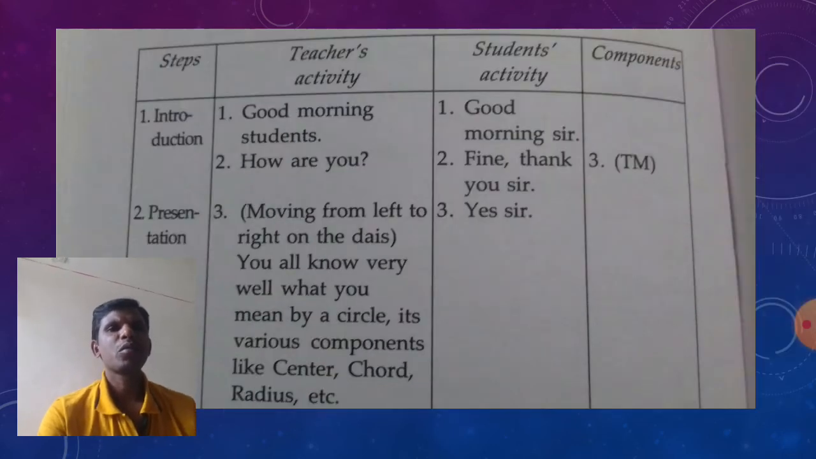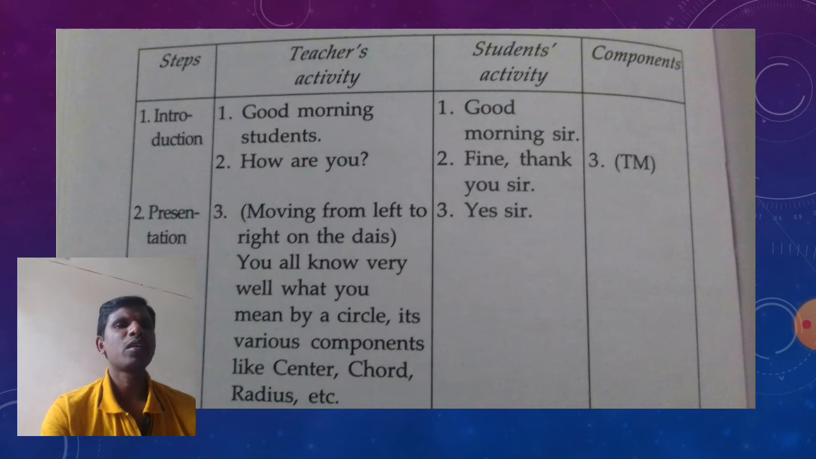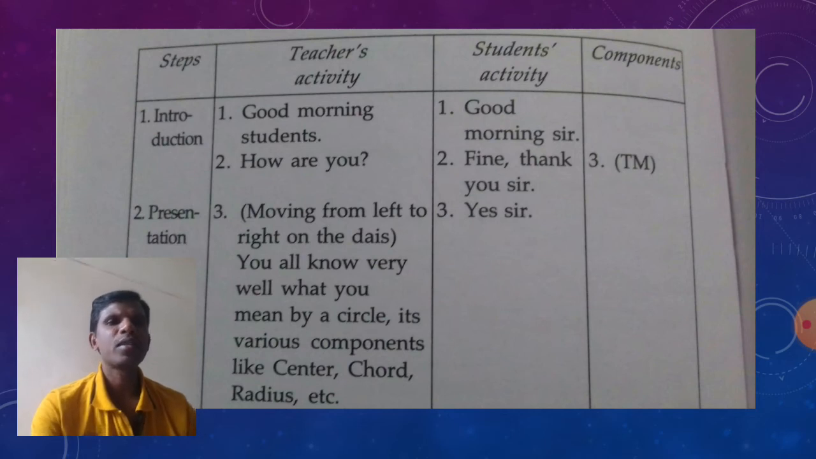The first column is steps. The second one is teacher's activity. The student activity is the third column. The fourth one is components. After writing this and understanding the components, we can remove the column and modify this components column as blackboard work or TLM.